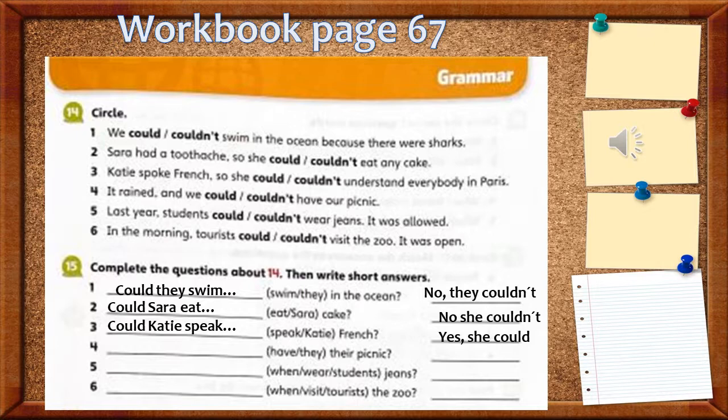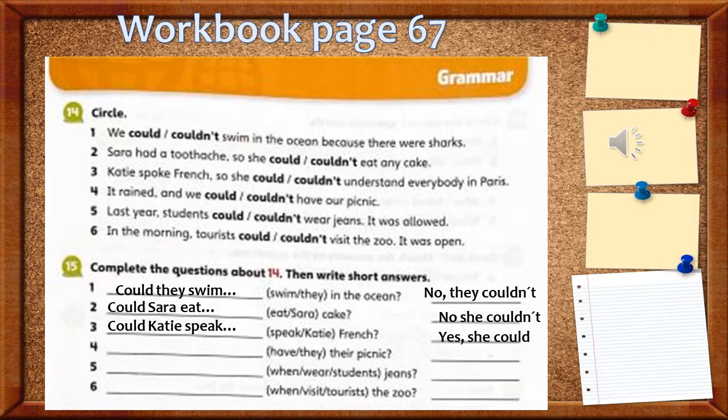And then the number 2. Sarah had a toothache, so she could or couldn't eat any cake. Well, Sarah has a toothache, so she couldn't eat any cake, right? And then the number 3. Katie spoke French. Katie hablaba francés. So she could or couldn't understand everybody in Paris. Well, she could, right? Because she spoke French, so she could understand everybody in Paris. Katie hablaba francés, entonces ella podía entenderle a todos en París. Now try to answer the number 5 and the number 6.